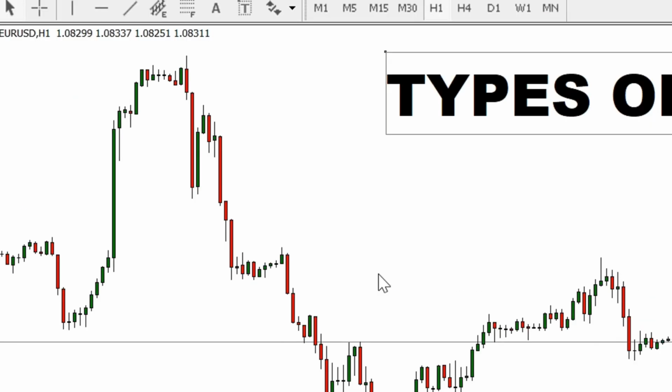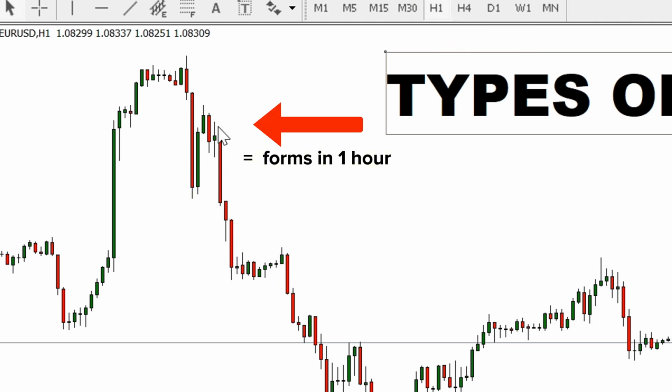This is a chart of Euro USD. You can see it at the top left corner here. Euro USD, 1 hour time frame. So as a trader, you must know that you have different kinds of time frames. You have the 1 hour time frame. That means each of those red and green candle bars that you see actually forms in 1 hour.